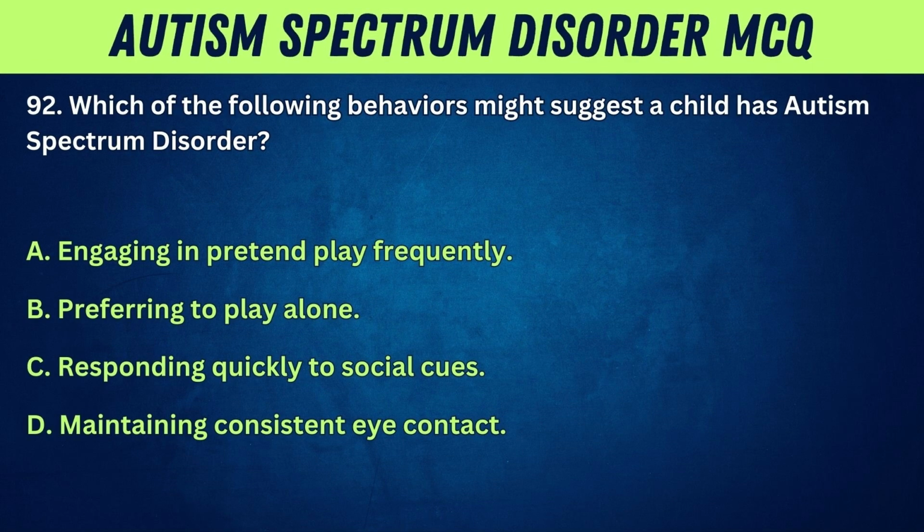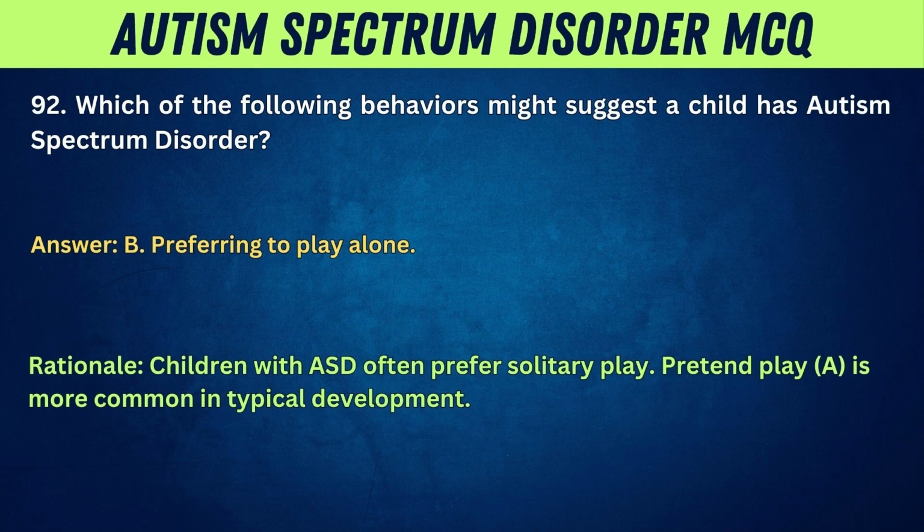92. Which of the following behaviors might suggest a child has autism spectrum disorder? A. Engaging in pretend play frequently. B. Preferring to play alone. C. Responding quickly to social cues. D. Maintaining consistent eye contact. Answer: B. Preferring to play alone. Rationale: children with ASD often prefer solitary play. Pretend play, A, is more common in typical development.